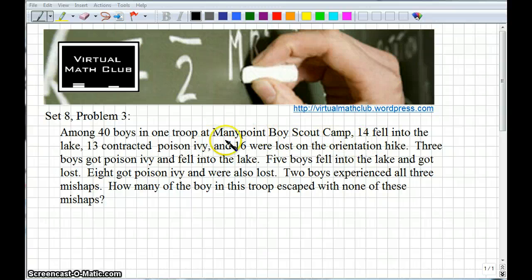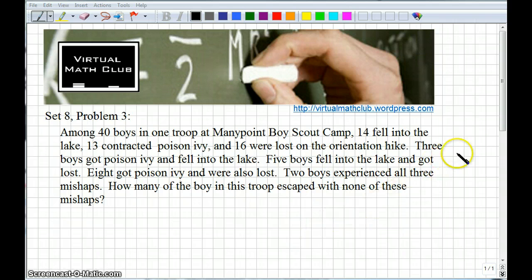So what it says here is that of the 40 boys that went to camp, 14 fell into the lake, 13 contracted poison ivy, 16 were lost on the orientation hike. 3 boys got poison ivy and fell in the lake. 5 boys fell in the lake and got lost. 8 got poison ivy and were also lost. 2 boys experienced all 3 mishaps. And the question is, how many boys in this troop escaped with none of these mishaps?